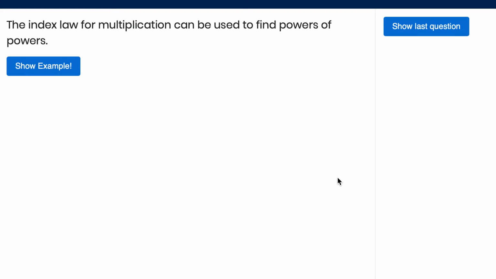In this video, we'll learn how to use the index law for powers of powers. We'll show you why it exists and give you a bonus question that lots of students often get wrong in tests and exams so you don't get caught out yourself.